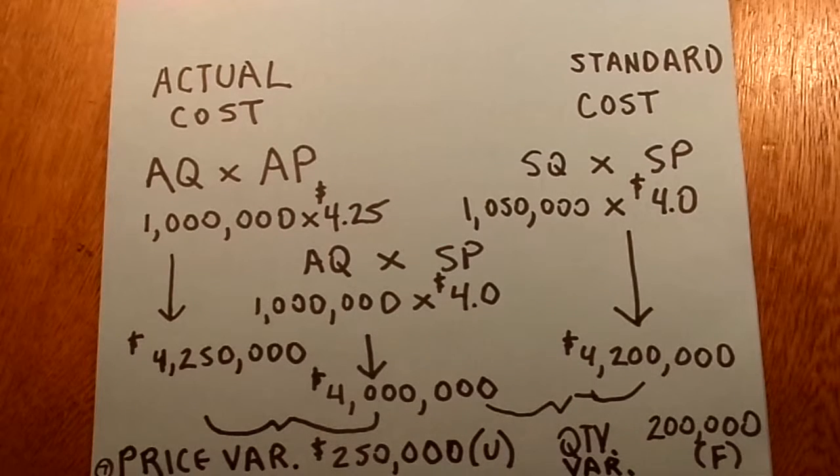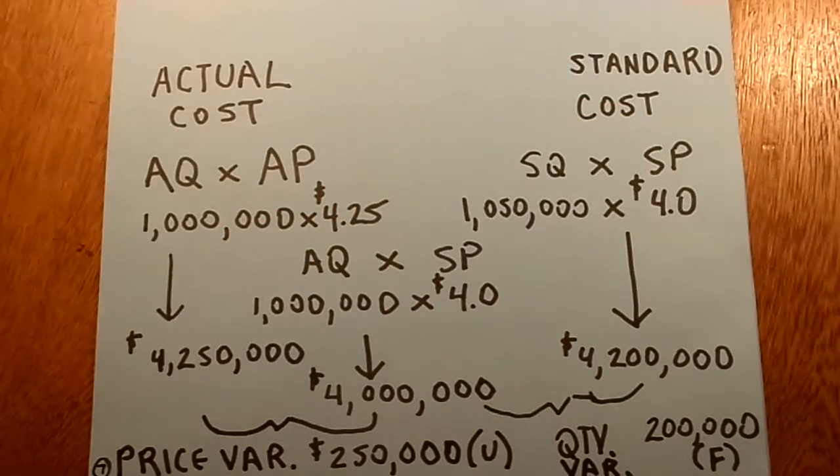Now let's actually plug in some calculations. So first, we're going to be looking at the materials variances. And we're going to compare the price variance first, where we have actual quantity of 1,000,000. We talked about that on the last slide, that was actual quantity, times actual price of $4.25 per pound or per unit. So notice if you follow the arrow down here, this gives us $4,250,000 of actual cost.